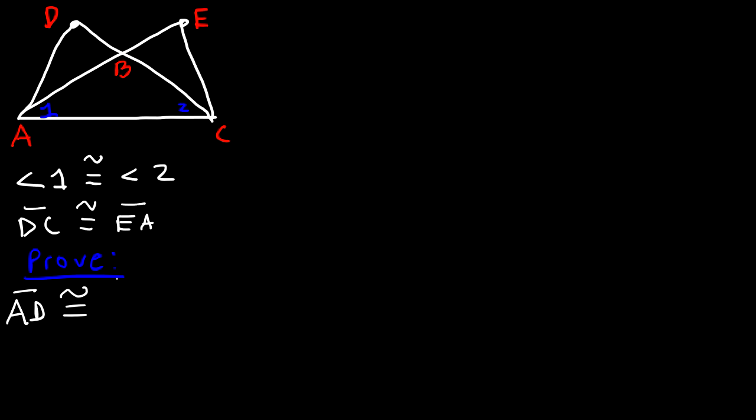And we're also given that DC is congruent to EA. Our task is to prove that segment AD is congruent to segment EC. So go ahead and work on this problem.